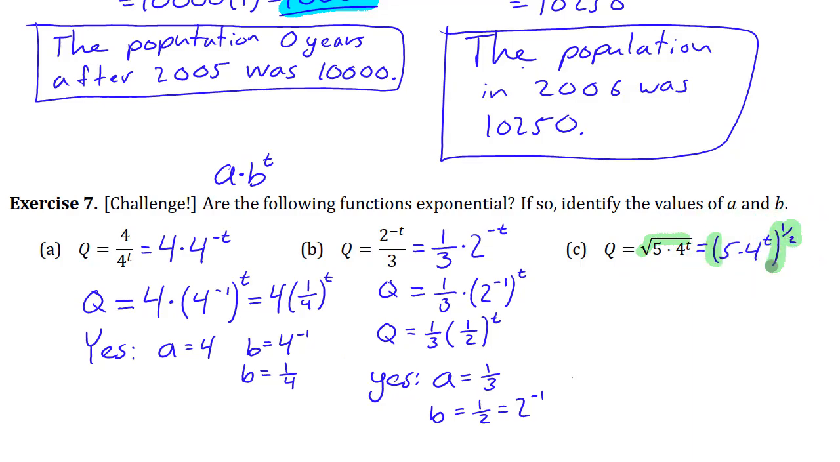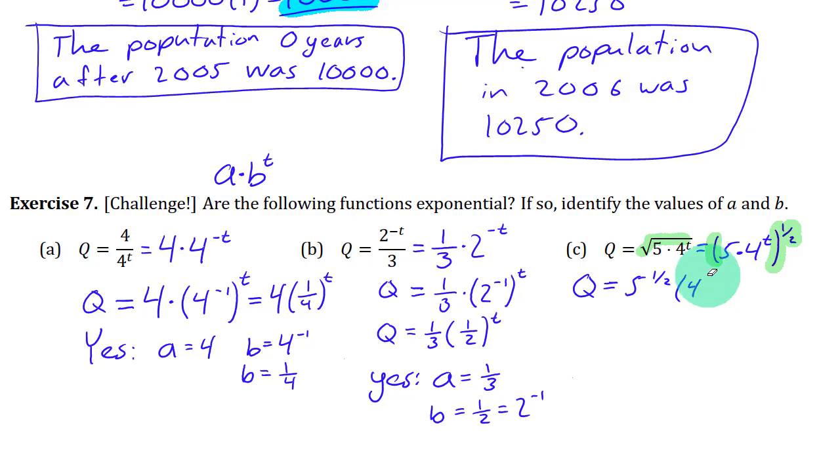So now what can you do with that? Well, if you have two things being multiplied on the inside here, all raised to a power, one of the exponent rules from chapter 5, a lot of those exponent rules are going to be important in chapter 6. So one of them is that this is the same as 5 to the power 1/2 times 4 to the power t to the 1/2.